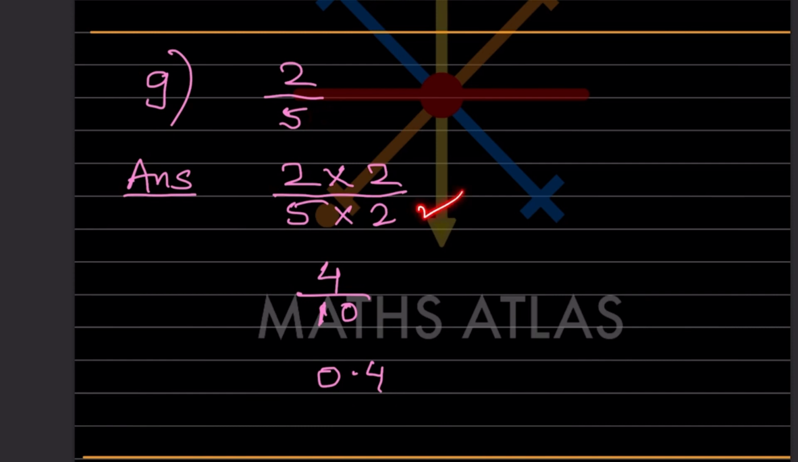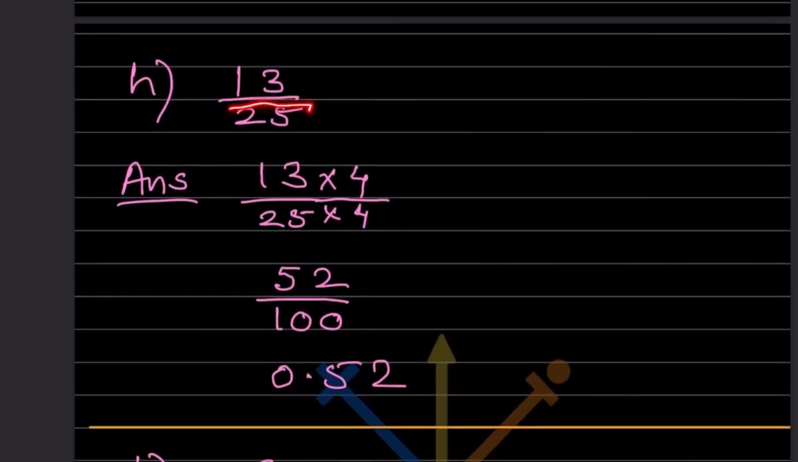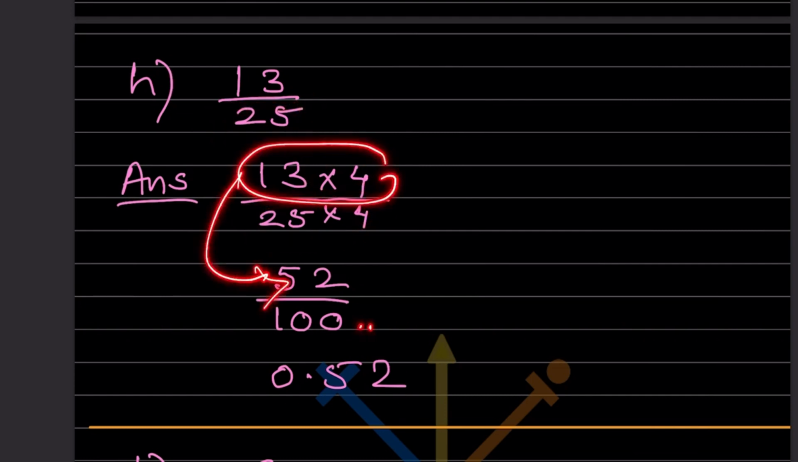Now here again, you can make it to 10. Multiply by 2. So this also multiply by 2. So here it is going to be 4 by 10, which is 0.4. Again here, this is 25. 25 multiplied by 4. So this also should be multiplied by 4. So that will be 13 times 4 are 52. 52 by 100, and that should be 0.52.